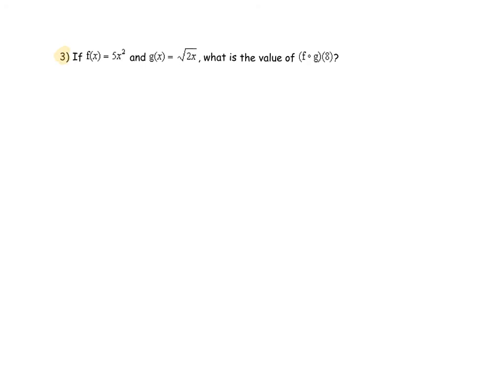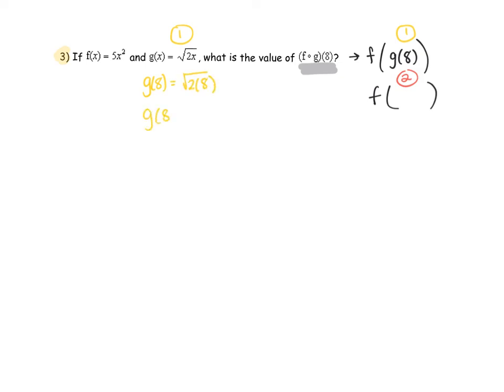Okay, so in this particular problem, they're asking you to find f of g of 8. So that's going to be our first step. And then f of whatever answer we get will be our second step. So let's go to g of 8. So here's my g of x function, and I want to put 8 everywhere I see an x. So 2 times 8 is 16, so I want to find the square root of 16, which is 4.